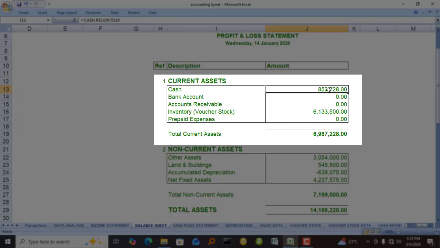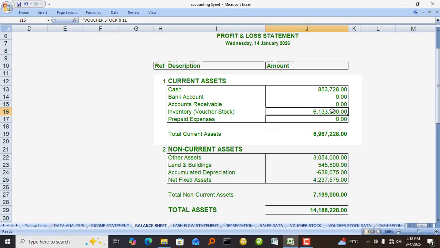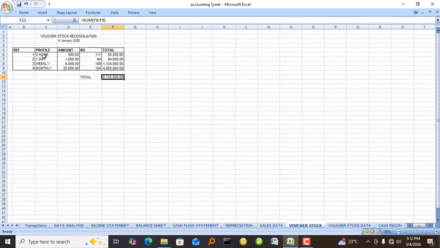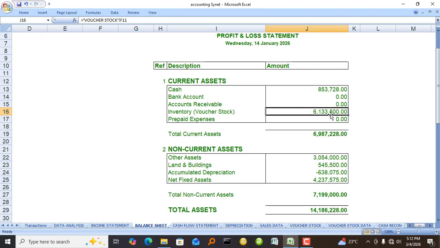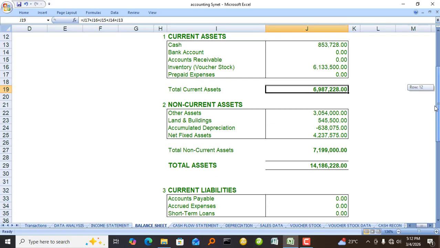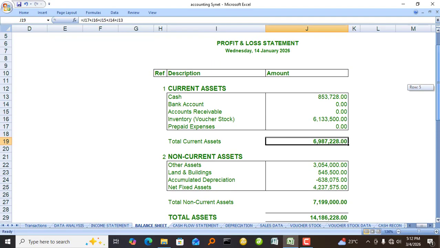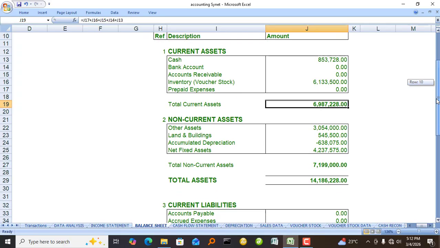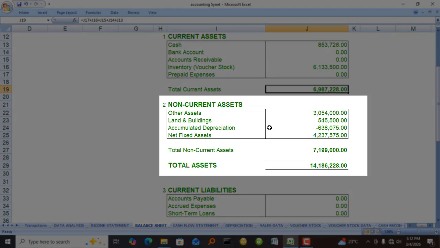You have cash. When you count your cash from the vouchers, you get there. In your bank account, if you have money that you've deposited, you put it here. Then inventory. Inventory is the vouchers, and I calculated that right here. You see all this inventory stock. Your inventory is your stock, so you put it there. That's the total, so that's total current assets. Current assets are those assets whose value you consider within a year, within an accounting year, a financial year. Now, non-current assets, or fixed assets.